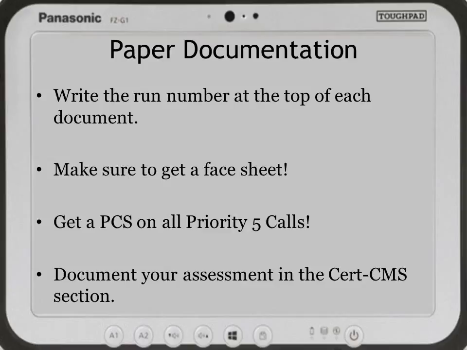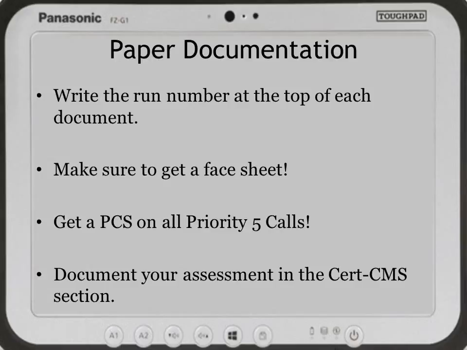All paperwork must be labeled with the run number at the top of the document and turned in at the end of the shift. Do not leave unattended paperwork in the ambulance. All calls that result in a transport to an ER must have a face sheet. On all Priority 5 calls, make sure a PCS is completed by the sending facility. If one cannot be obtained, please make sure you document why in the E part of your narrative.